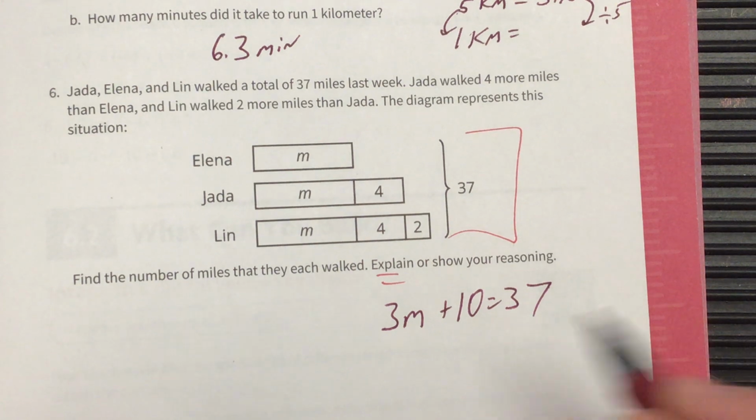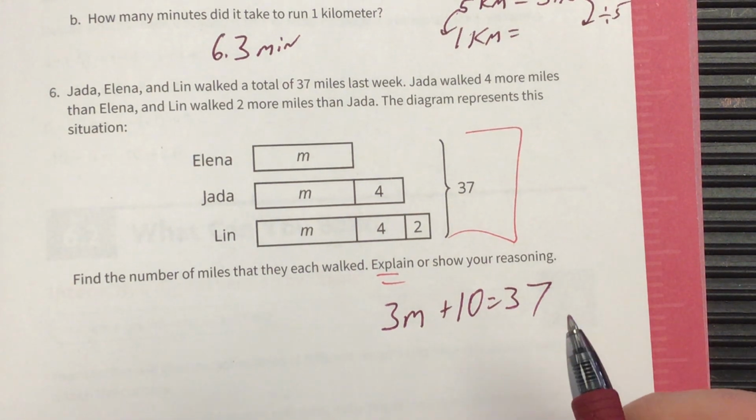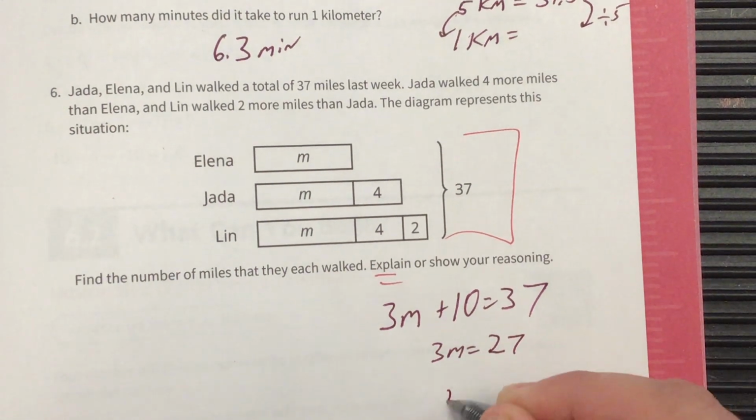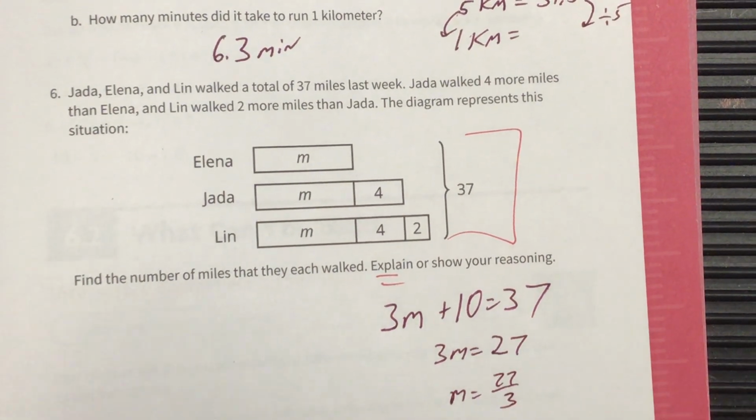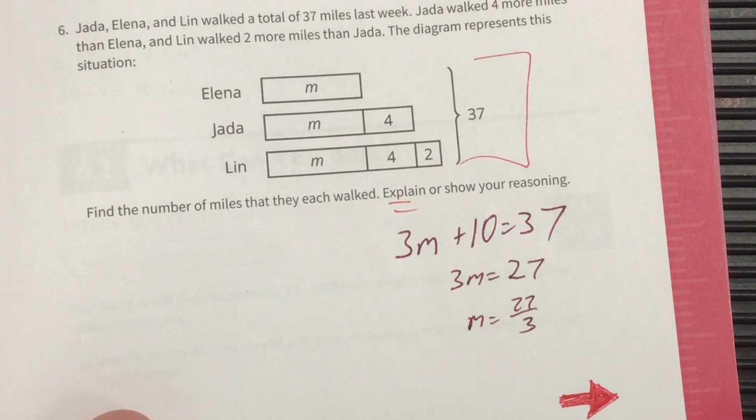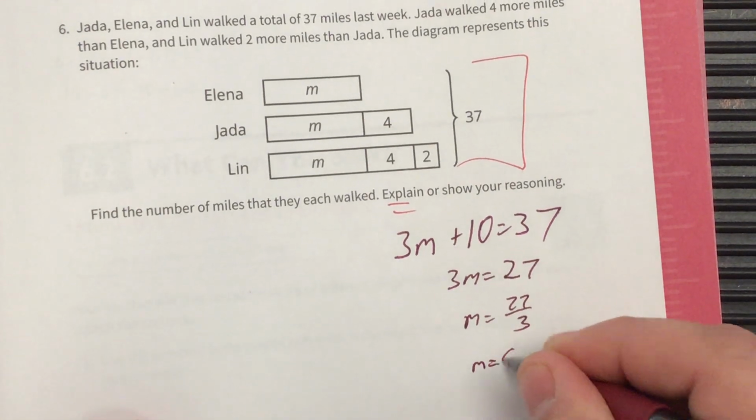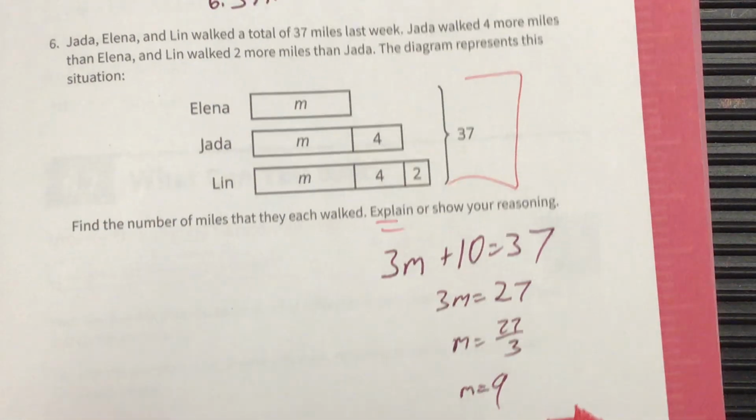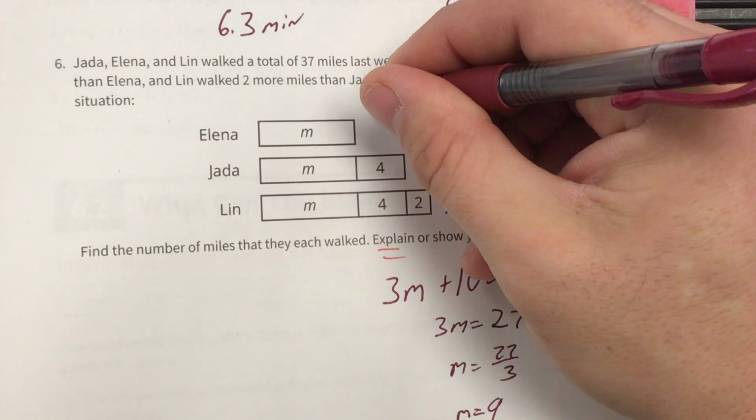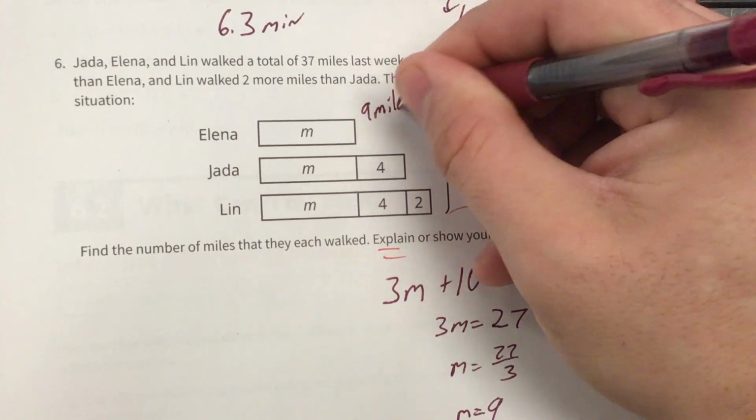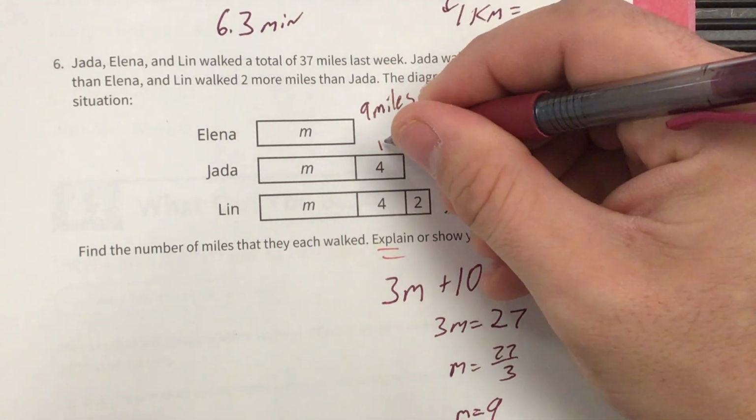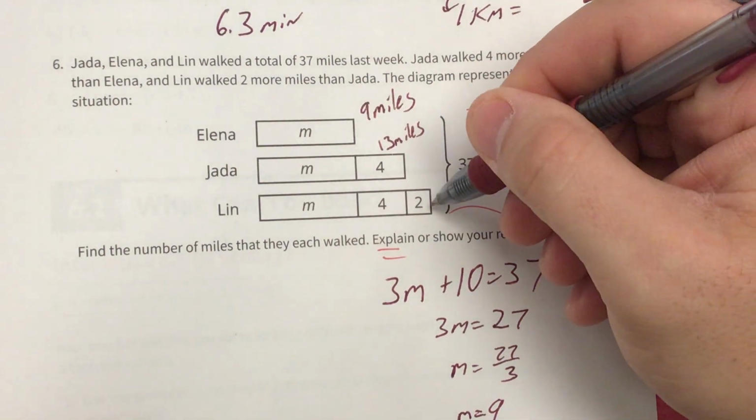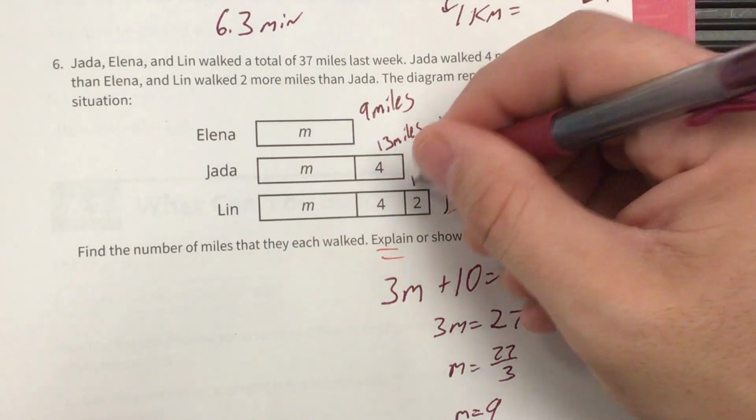27 divided by 3. Yeah, that's how you solve, but we're not there yet. First step would be subtract 10, and then divide by 3. So go ahead, 27 divided by 3. 9. So I'm plugging 9 back in for M. That means Elena walked 9 miles. Jada went 4 further. 13. And Lynn walked 2 further than that. 15.